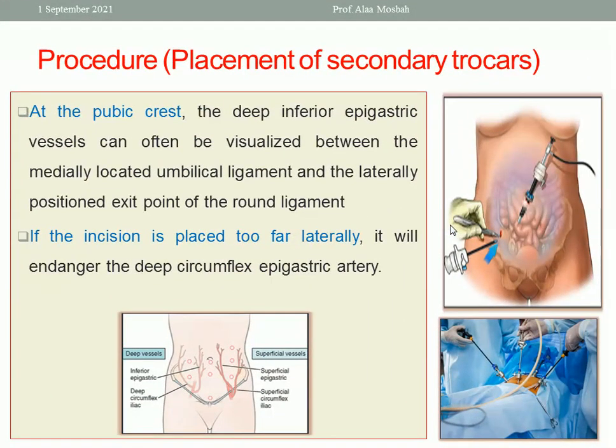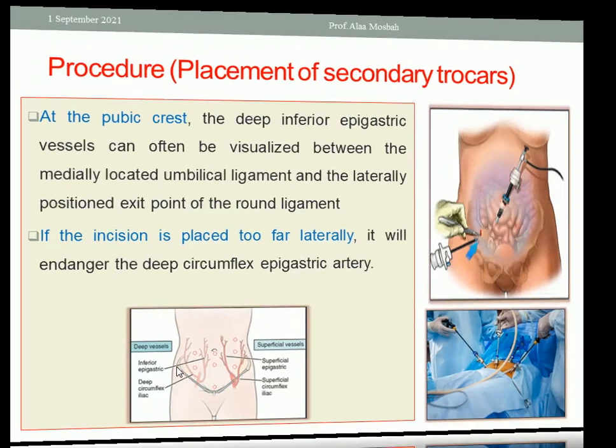At the pubic crest, you should know this information. The deep inferior epigastric vessels may be seen during laparoscopy at this area between the medially located umbilical ligament and the laterally positioned exit point of the round ligament. If the insertion is placed too far laterally, you may injure the deep circumflex epigastric vessel, so you should take care about this.